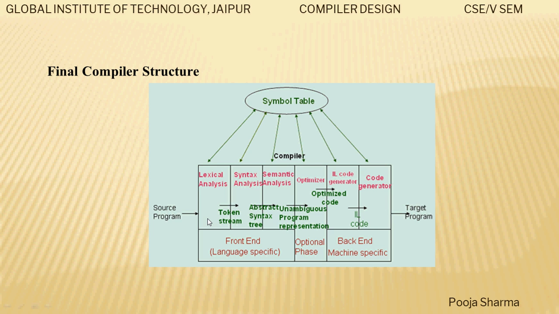So this final diagram elaborates what was written in the previous slide. You can see that each stage can access the symbol table in this diagram. All the relevant information about the variables, classes, functions, etc. are stored in the symbol table. So these are the phases of a compiler.